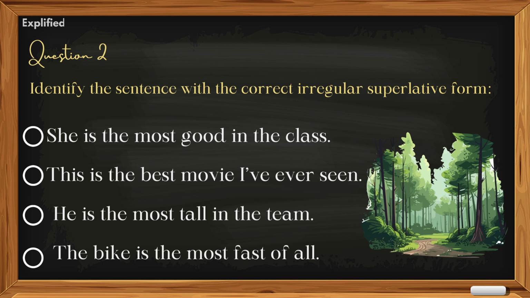Question 2. Identify the sentence with the correct irregular superlative form. She is the most good in the class. This is the best movie I've ever seen. He is the most tall in the team. The bike is the most fast of all.